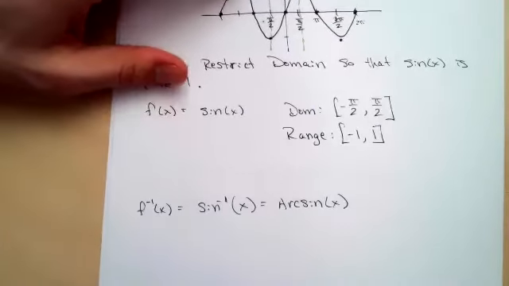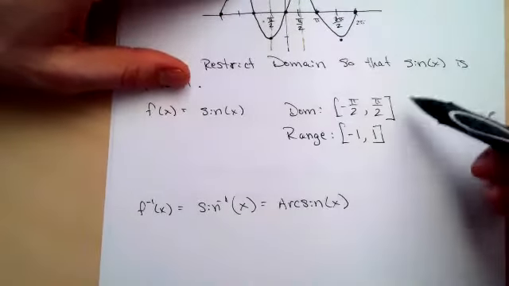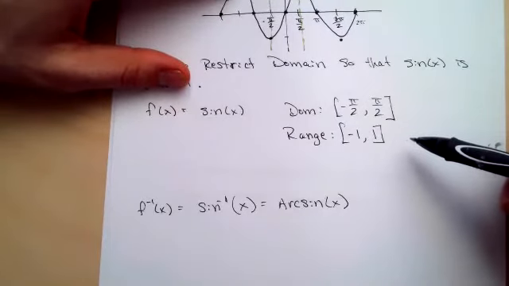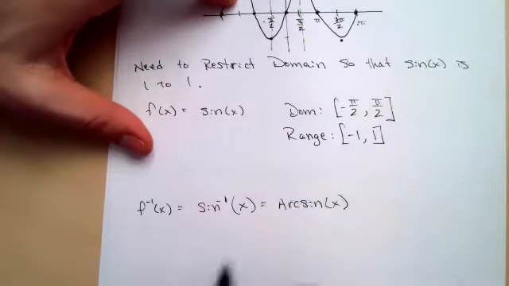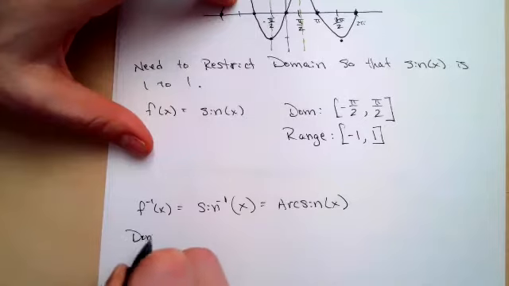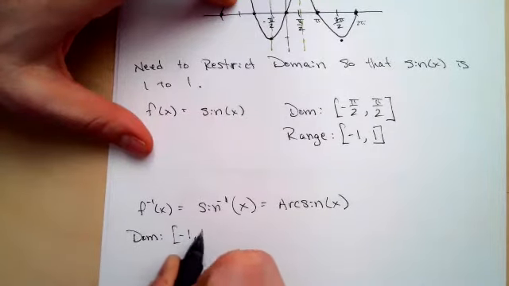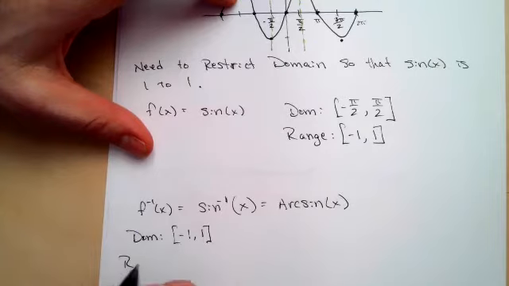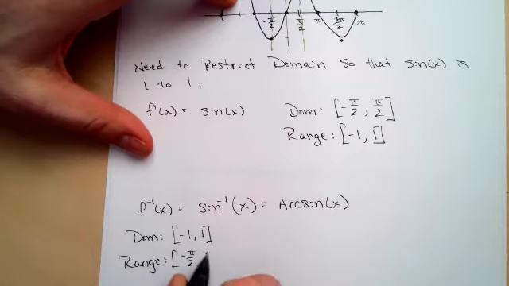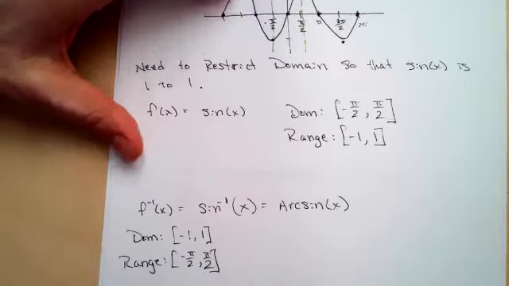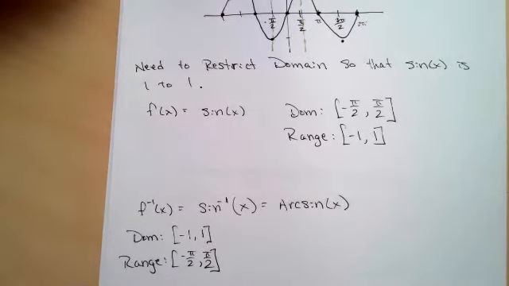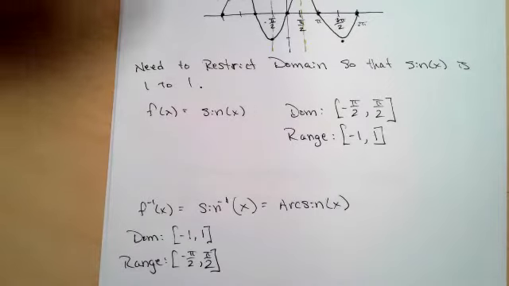And what's going to happen, as with all inverse functions, the domain and range flip. So now our domain for arc sine is -1 to 1, and the range is -π/2 to π/2. So, important things to note.